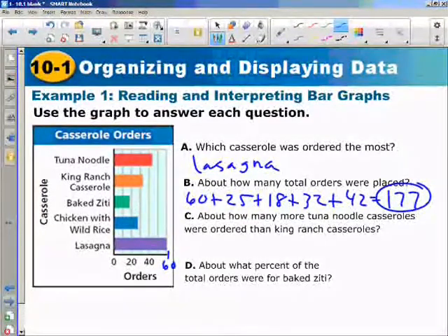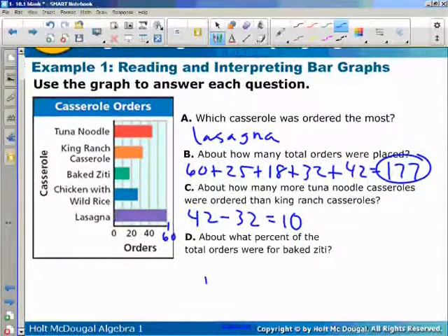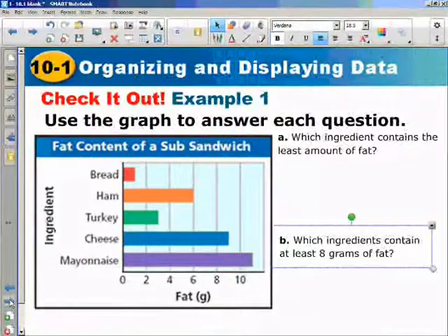About how many more tuna noodle casseroles were ordered than King Ranch? Well, this is just going to be finding a difference. And the tuna noodle we estimated at 42, and the King Ranch estimated at 32, so say roughly 10. About what percent of the total orders were for baked ziti? And here we're going to want to look at a ratio. We know our total, and out of that the baked ziti represented the smallest number, the 18. So as a percent we can do 18 divided by 177. About 10%.